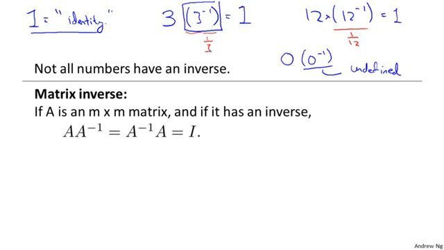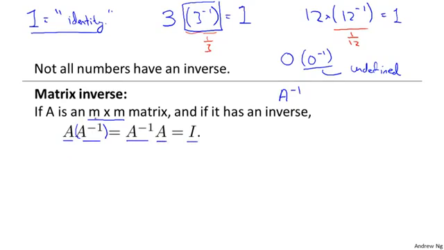Here's the idea. If A is an m by m matrix, and it has an inverse, I'll say a little bit more about that later, then the inverse is written A to the minus 1, and A times its inverse, A to the minus 1, is equal to A inverse times A, which gives us back the identity matrix.